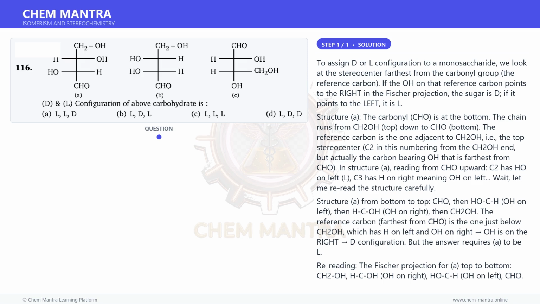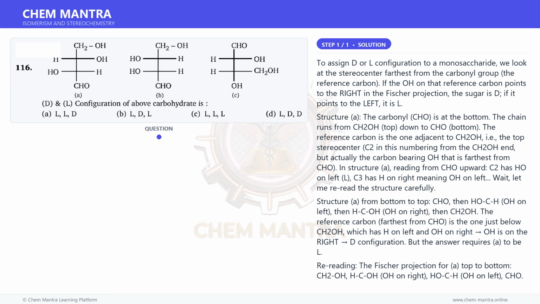To assign D or L configuration to a monosaccharide, we look at the stereocenter farthest from the carbonyl group, the reference carbon. If the O on that reference carbon points to the right in the Fischer projection, the sugar is D. If it points to the left, it is L.